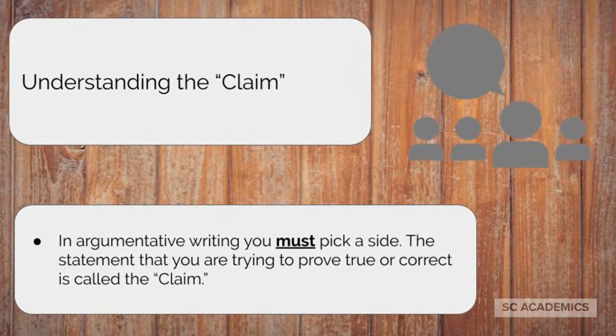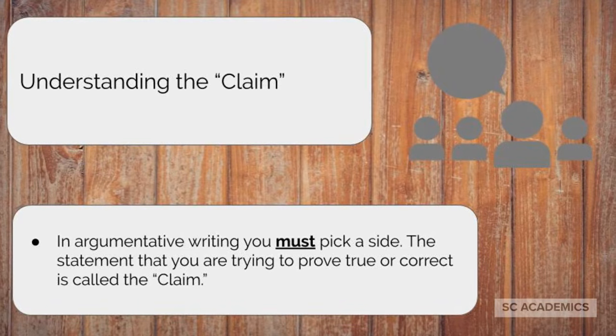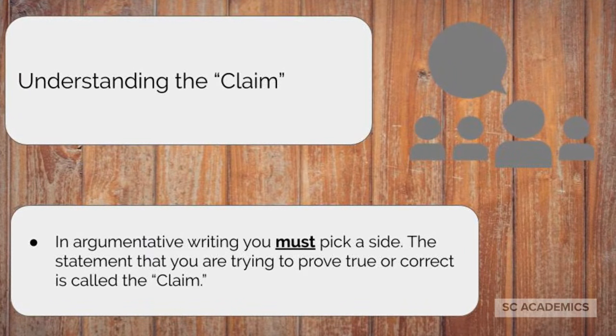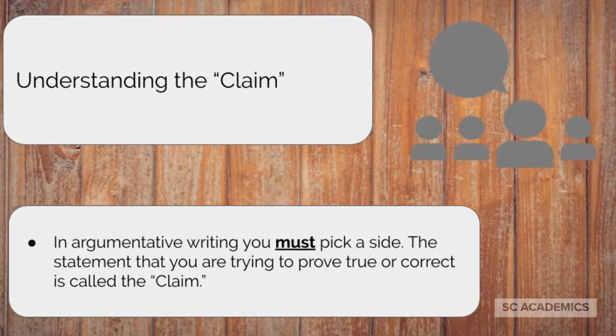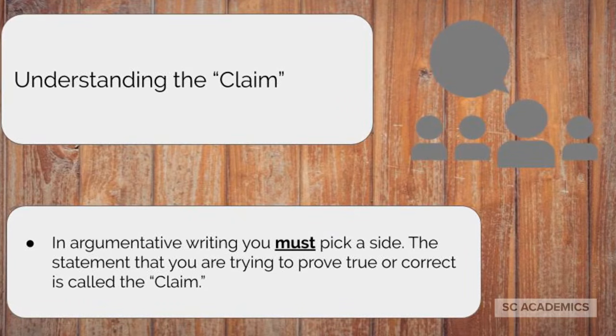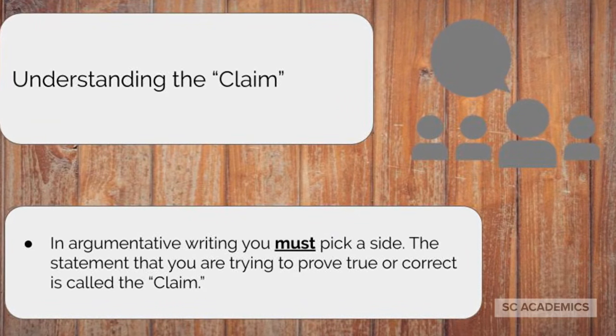In order to understand argumentative writing, we have to understand something called the claim. In argumentative writing, you must pick a side. The statement that you are trying to prove true or correct is called the claim.